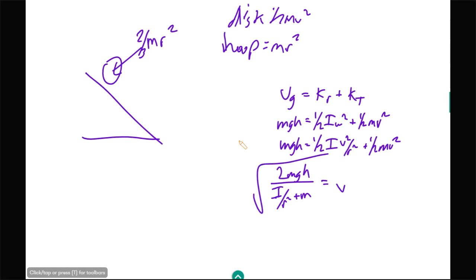square rooted there. So then you can say, oh, well, in this case, having a bigger I, since I is in the denominator, a bigger I means you have a smaller v. And that would be the quantitative portion of that.